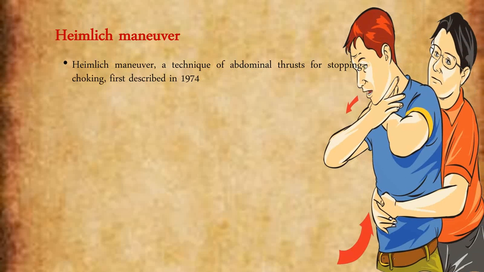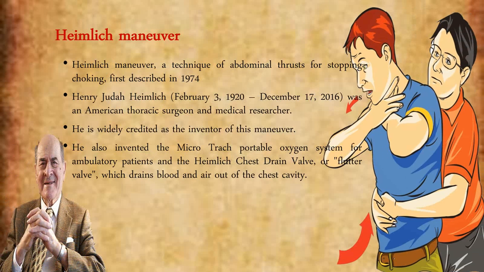Heimlich maneuver. A technique of abdominal thrust for stopping choking, described in 1974. Henry Judah Heimlich, an American thoracic surgeon and medical researcher, is widely credited as the inventor of the maneuver. He also invented the Micro Trach portable oxygen system for ambulatory patients and the Heimlich chest drain valve.